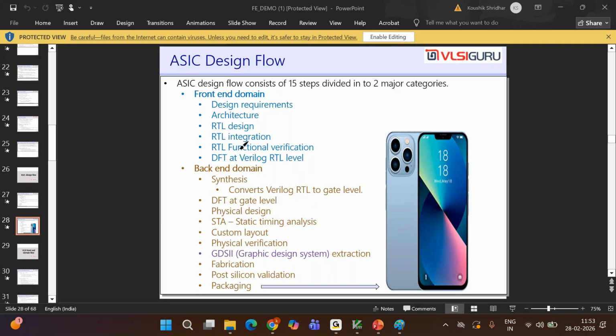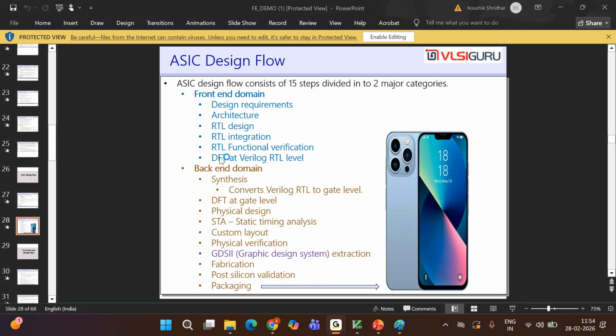As I was telling, DFT is an overall different course. If anyone is interested, you can enroll for the demo session. They will teach you in detail about what DFT is, DFT at RTL level and DFT at gate level. I'll tell you the difference.